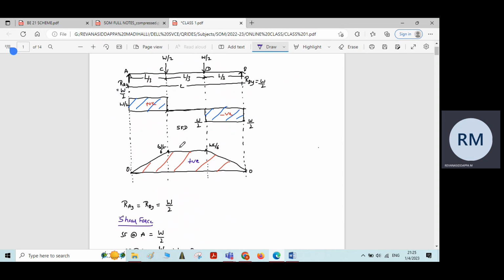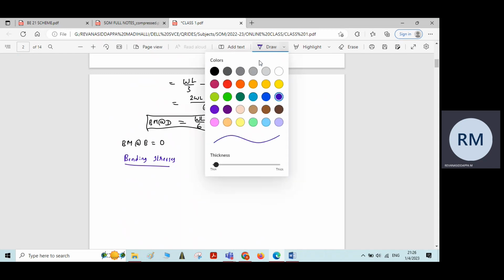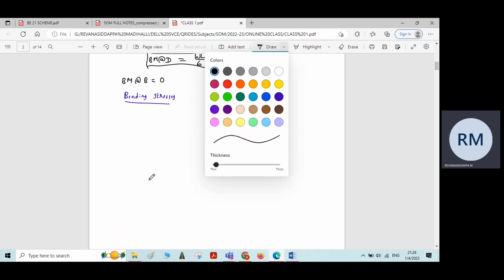Whatever stresses are developed in pure bending of the beam, those stresses are called bending stresses. So whatever stresses are induced in the beam due to bending of the beam are called bending stresses.